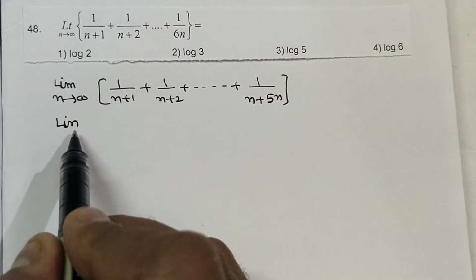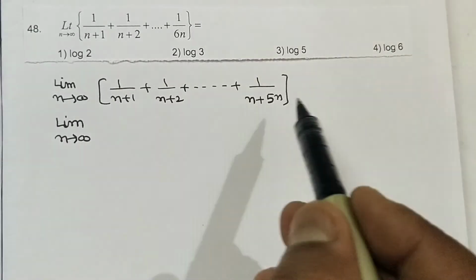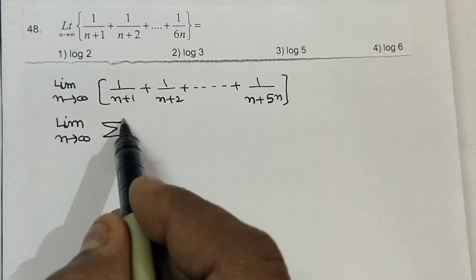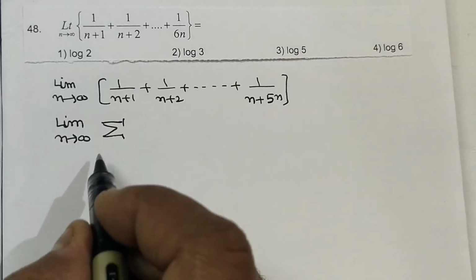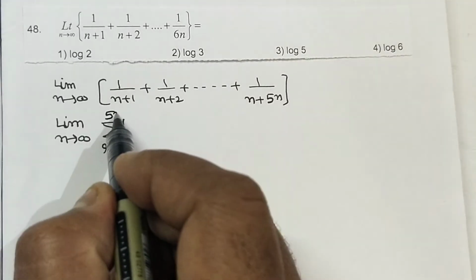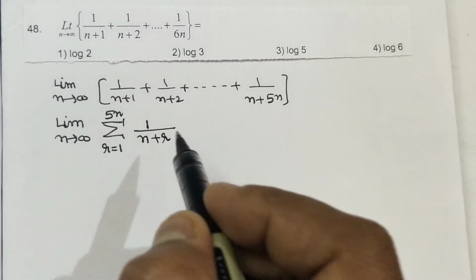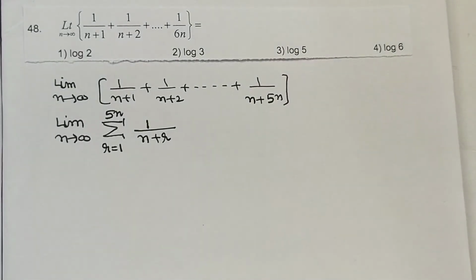limit n tends to infinity. In the previous question, summation is there, sigma. So these bracket values also you have to write in terms of sigma. So sigma r is equal to 1 to 5n of 1 by n plus r. We will check whether it is correct or not. If you put r is equal to 1, you will get 1 by n plus 1. If you put r is equal to 2, 1 by n plus 2. And so on. If you put r is equal to 5n, you will get the last term 1 by n plus 5n.